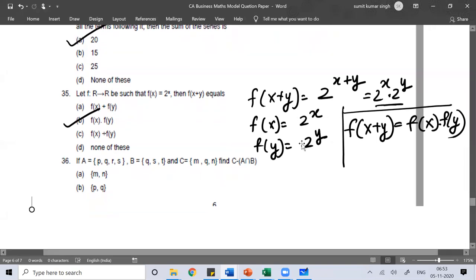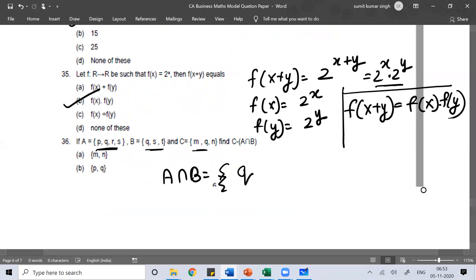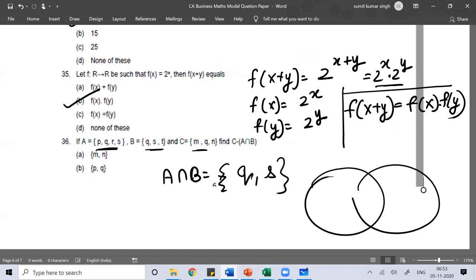Now you see question number 36. You know the set A, you know the set B, you know the set C. What is A intersection B? A intersection B means the elements which are common in A and B. The elements common in A and B are Q and S. So you can see PQRS. If you draw A and B, A has P, R, B has Q, and S is common in both the sets.